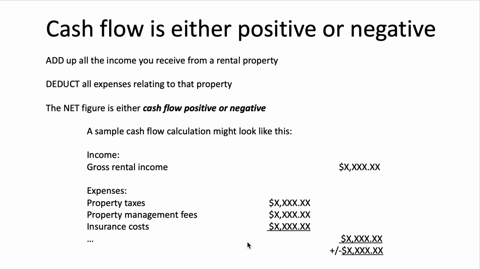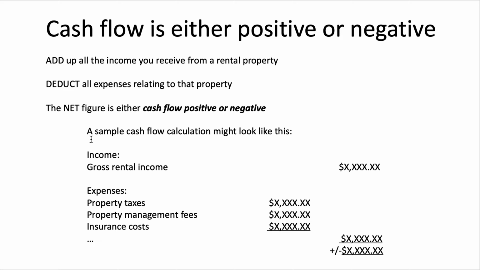So it's very important that you do the calculations and make sure you know what you're getting into. The cash flow calculation is a basic calculation, but you do need to put in the time to understand each element that goes into it. Ultimately, you just add up all the income you receive from a rental property, followed by deducting all expenses relating to that property. The net figure is either positive or negative, and that's whether you're in a positive cash flow situation or the worst, which is a negative cash flow situation.